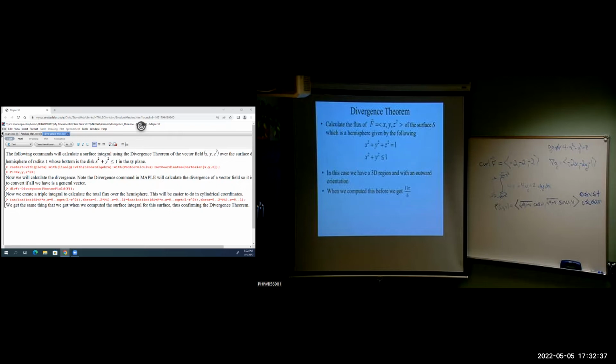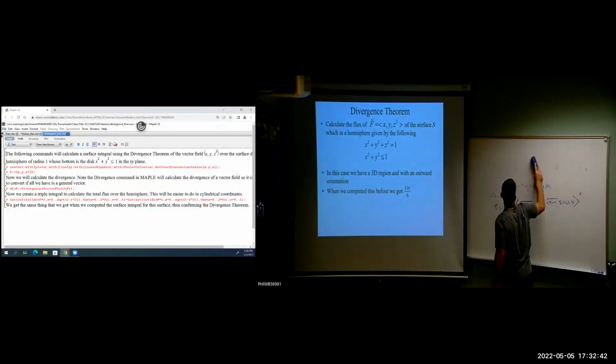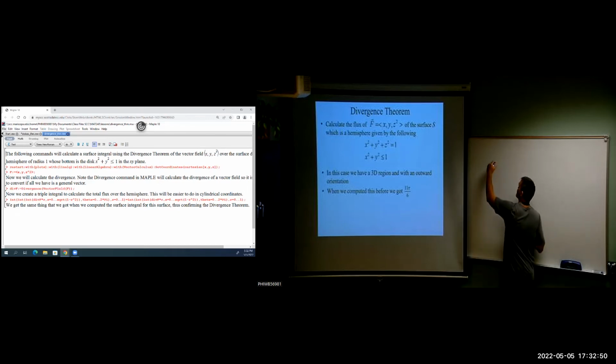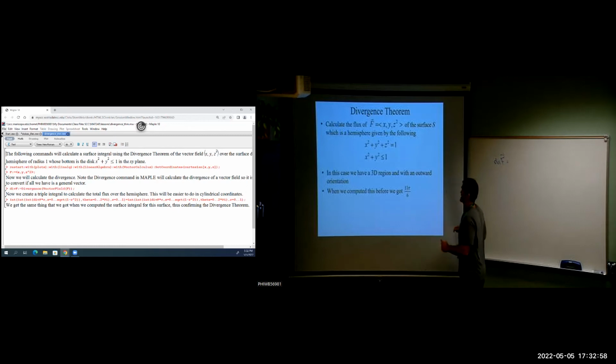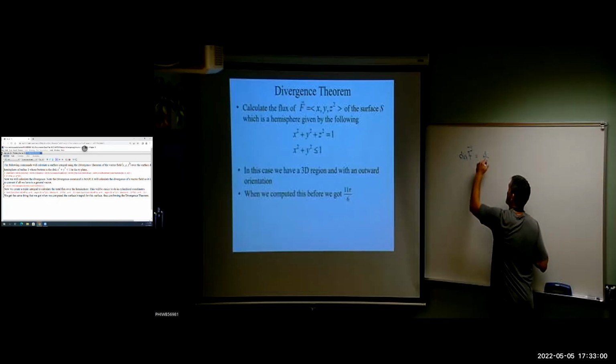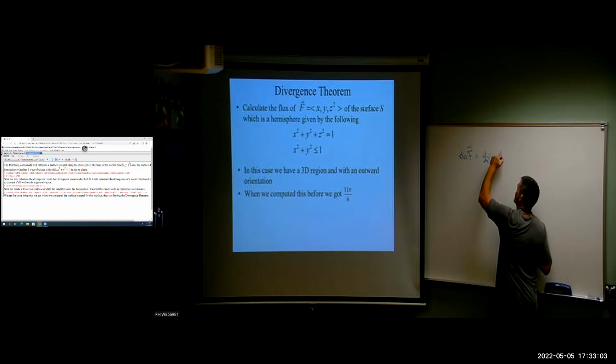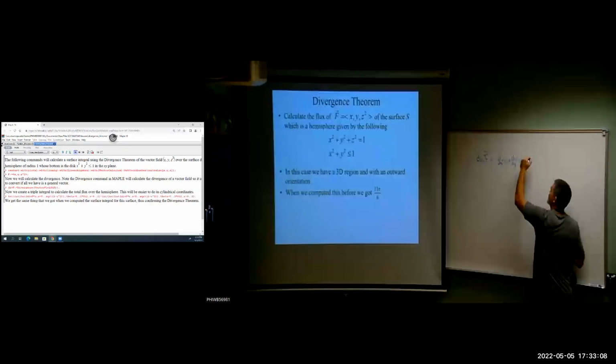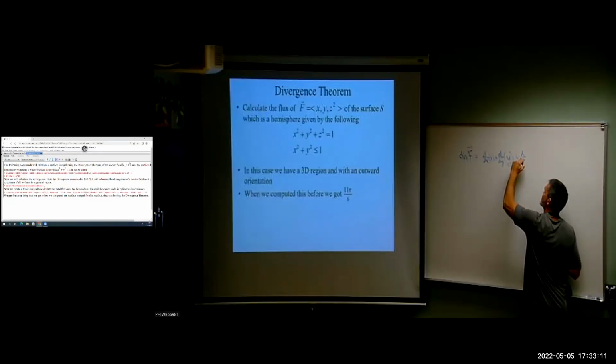All right, let's talk about setting this thing up. Again, we're using two things that we have done before. Number one is the divergence of F, so the vector field. That's going to be d dx of x plus d dy of y plus d dz of z squared. You don't have to write this up, I'm just reminding you of it.